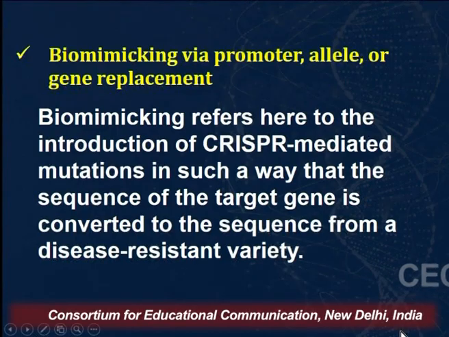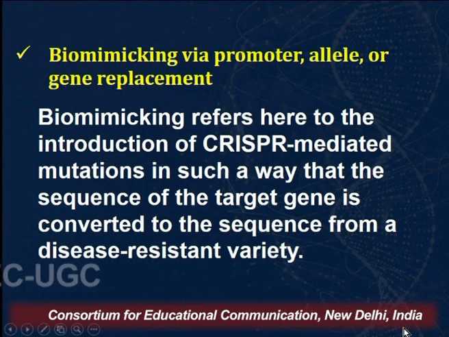Another mechanism is biomimicking, via promoter, allele or gene replacement. Biomimicking refers here to the introduction of CRISPR mediated mutation in such a way that the sequence of the target gene is converted to the sequence from a disease resistant variety. So, mimicking is basically imitating, and biomimicking because it is imitating a gene. So, this CRISPR mutation is done in a gene so that it mimics the disease resistant variety.